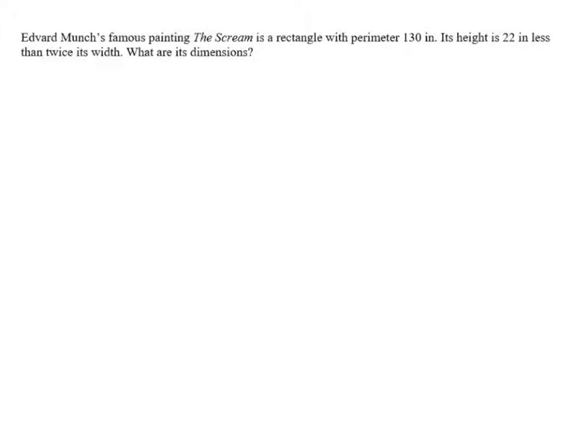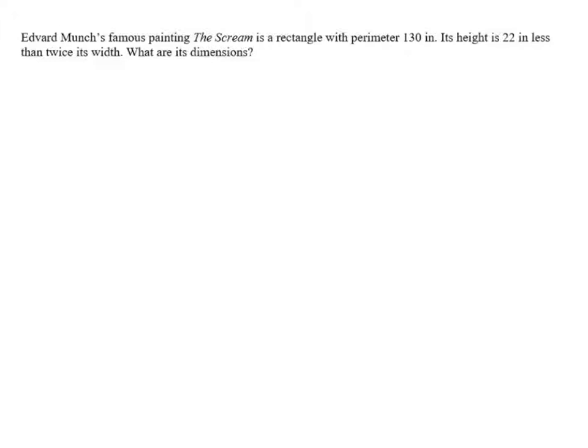Now again, we're asked to find the dimensions of a shape. In the last problem, the dimensions were the length and the width, but in this case, the dimensions are the height and the width, because they talk about the painting's height and its width. So our let statements are going to give us expressions for the height and the width. We have to figure out which of those to set equal to x.